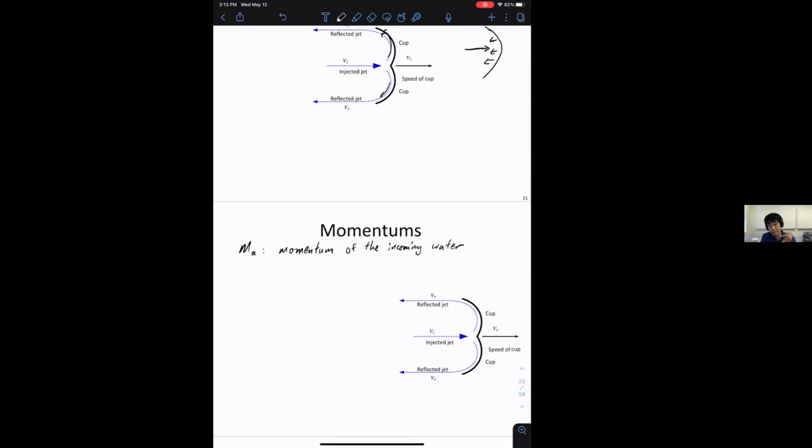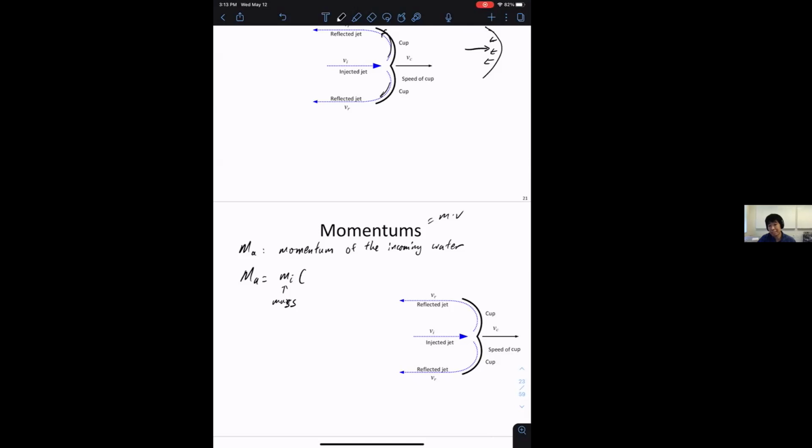Okay, so this is the momentum of incoming water. Momentum, we call this M times V. Here, M_A is the mass of incoming water, times, now what is the speed of the water? We can use VI, but there is a better reference to use.